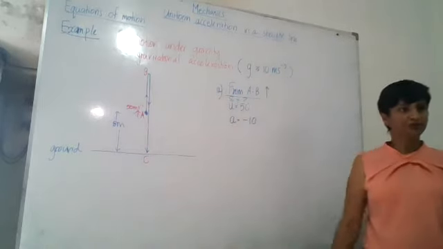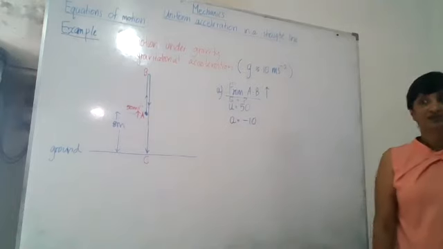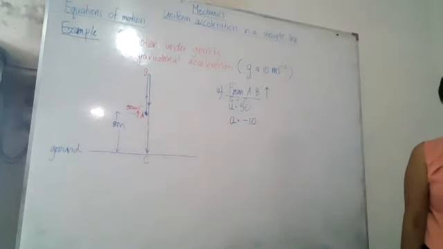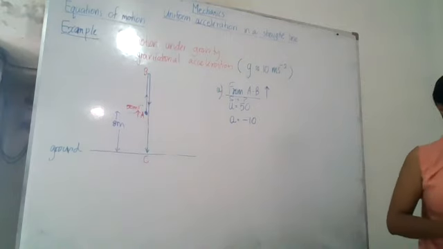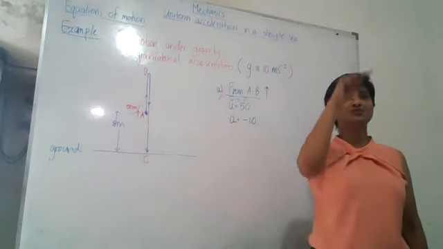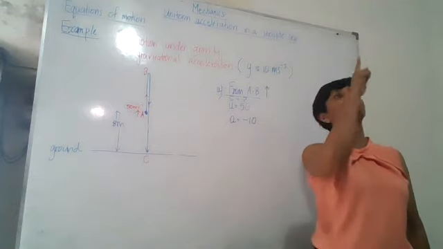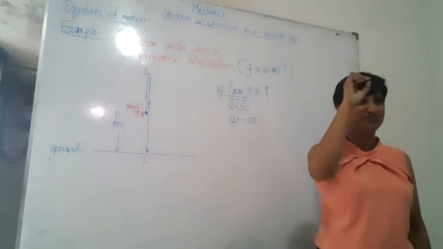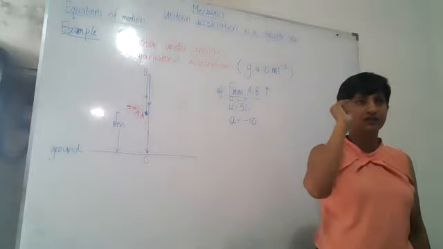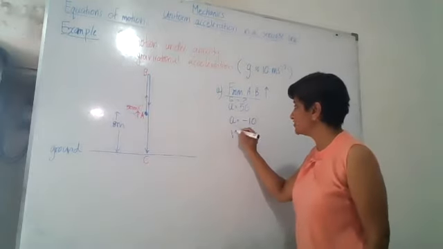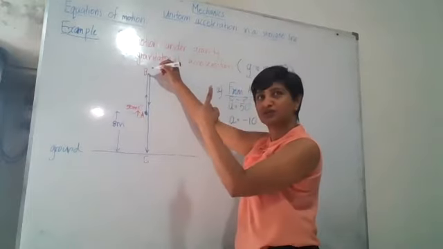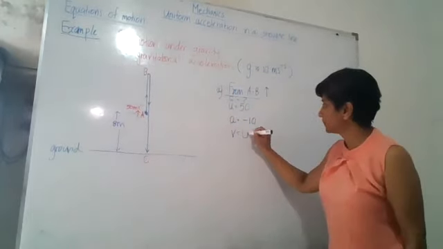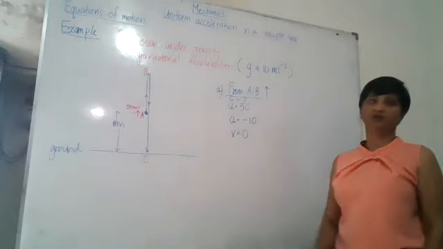Now we need 3 more. What else do we know? V. Final velocity. 0. Why is it 0? It stops and comes back down. At the topmost point, the velocity is momentarily 0. So the final velocity for that section right here is 0. Now you have 3, you can find S.